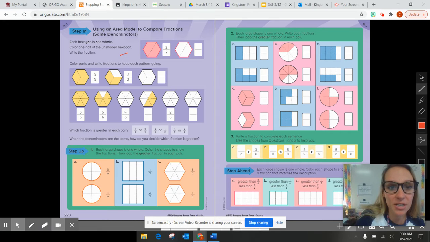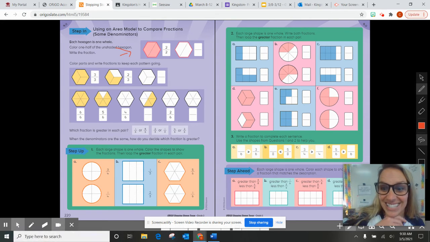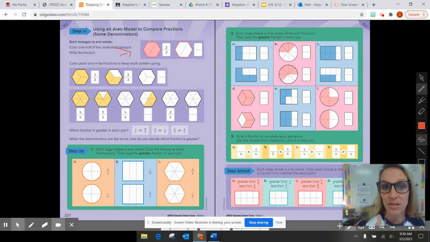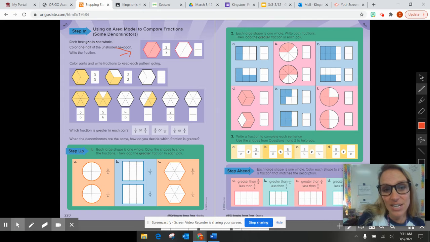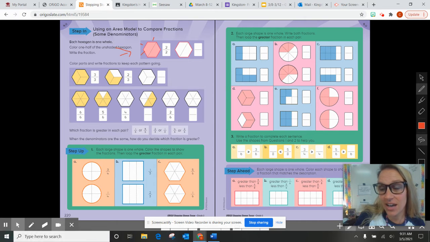So I'm going to start up here with this hexagon. A hexagon is a six-sided shape. I can see that they divided the hexagon in half, and I know that these halves are equal. And remember in our lesson how we learned that we can use the area of a shape.